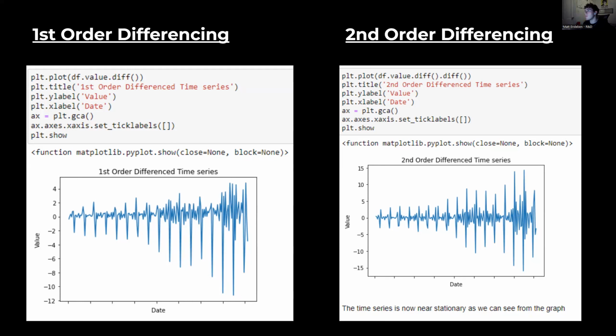With a second order of differencing, we can see that it's much closer to stationary. We basically have a constant mean and a constant variance. There is a bit of seasonality, but we don't want to over difference. So we are pretty close to being stationary from this graph, as we can see on the right side. What this means is that we use a second order of differencing to make the time series stationary.